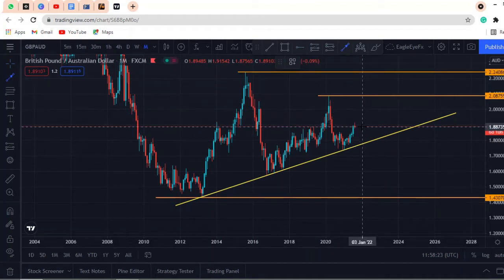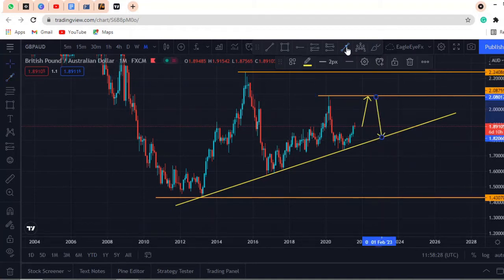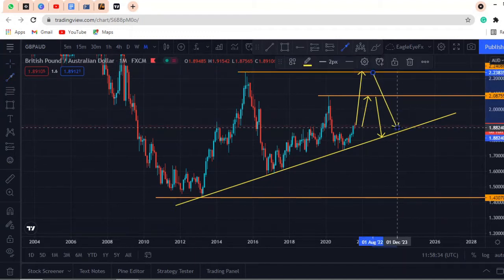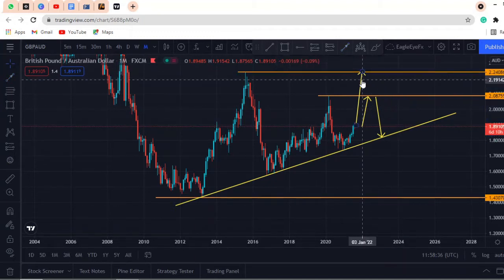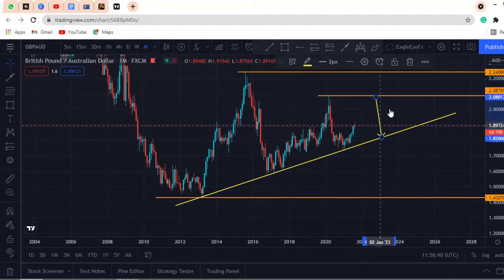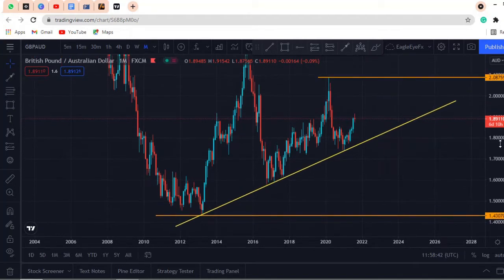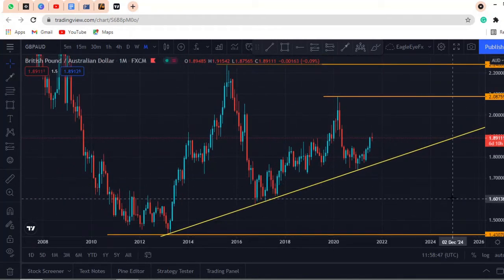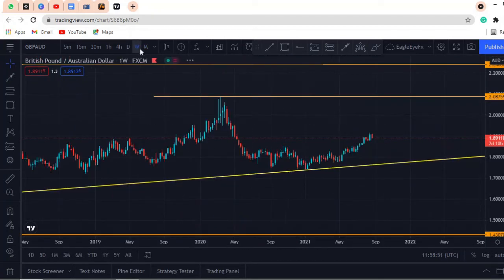So perhaps it might go up to here before it comes back, or it might go up to there before it comes back down. So you must always cater for possibilities. Remember, we are not market makers, so we look for possibilities. Okay, so let's go to the weekly time frame and see.